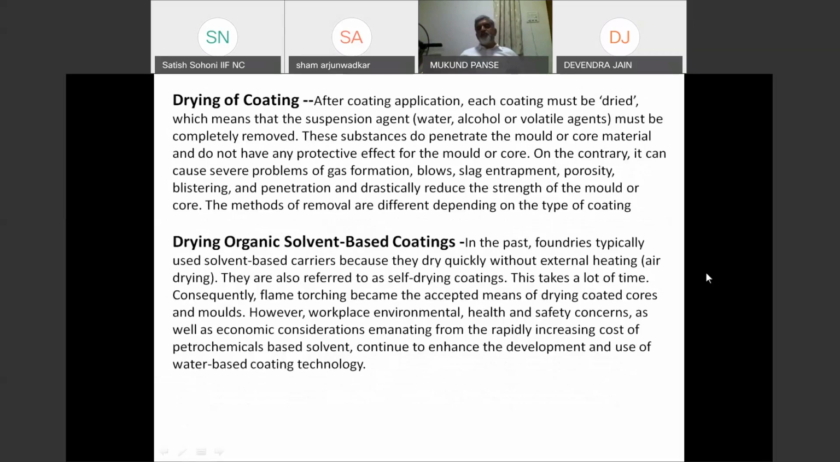After the coating is applied, the question comes for drying. The coat should be dried properly, the suspension agent completely removed. The substance does penetrate the mold and core material, but ensure that it doesn't affect the core and mold original strength of the hand. It doesn't become friable. The gas formation, slag entrapment, etc. do not happen. The organic based carriers get slightly heated and burned properly. The problem only comes mainly with water-based paint coating.